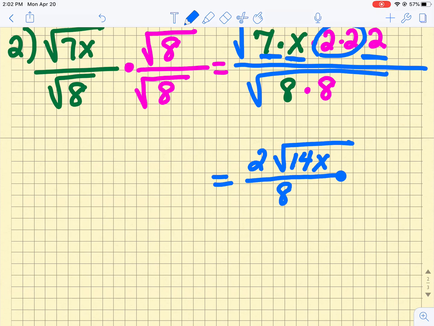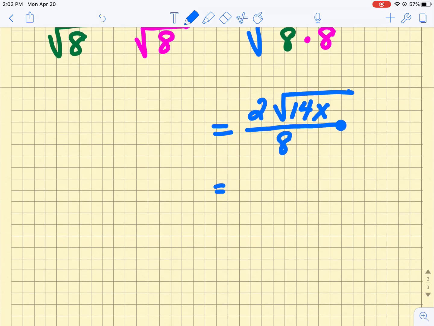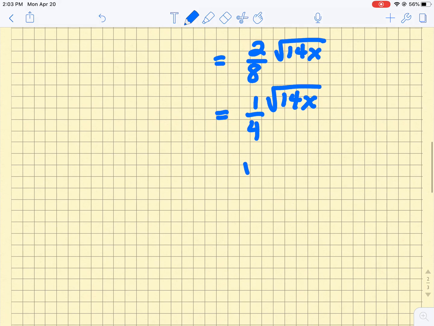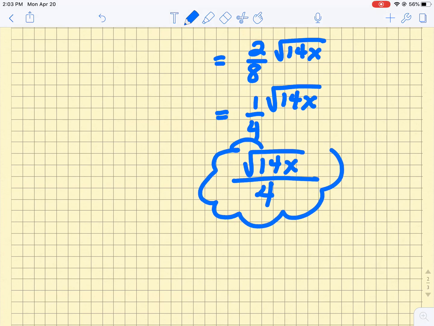Now we're not done here because this is also a fraction. It can be written as 2/8 root 14x. Well, what can 2/8 become? 2/8 becomes 1/4. So really this is 1/4 root 14x, or you could just go root 14x over 4. Now remember, the 14 is under the radical and the 4 is not. Therefore, they cannot cancel. We can't divide them both by 2. They're two different numbers, okay? We don't know that the square root of 14x is even. We don't know what that's divisible by. So this is our simplified answer.